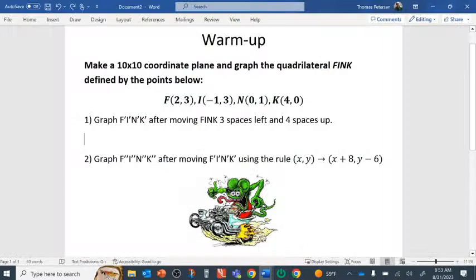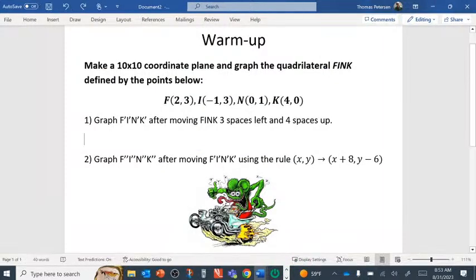Make a 10 by 10 coordinate plane and graph the quadrilateral FINK defined by the points below. Let's go ahead and get to that, guys. It should look a little something like this. If you feel good, pause and do it. Otherwise, follow along with me, okay?